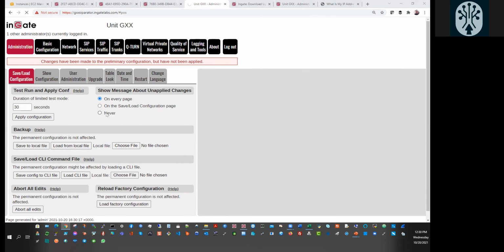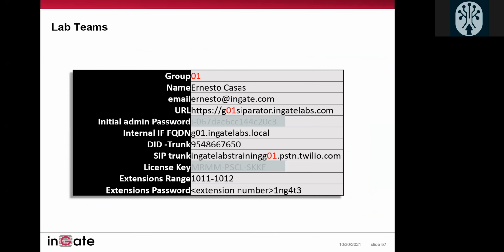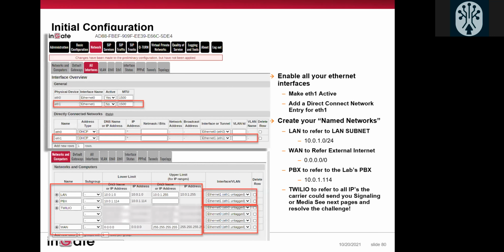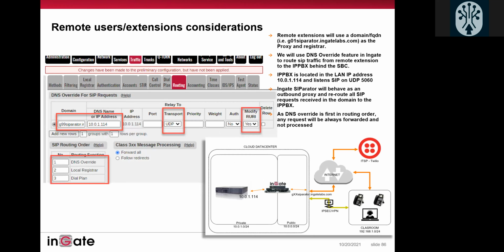Okay, so that's what we did here. There is one more thing that I didn't mention, but I want to explain in more detail later, which is the SIP routing order. So leave that as a default, but when we do the labs for dial plans, I'm going to explain this better.